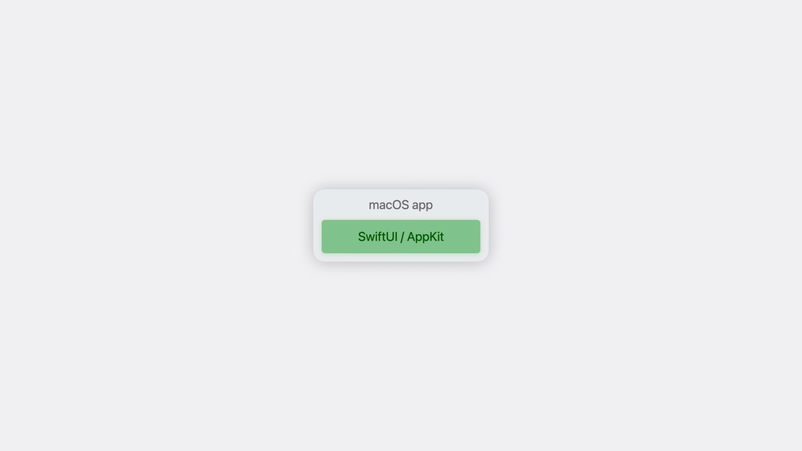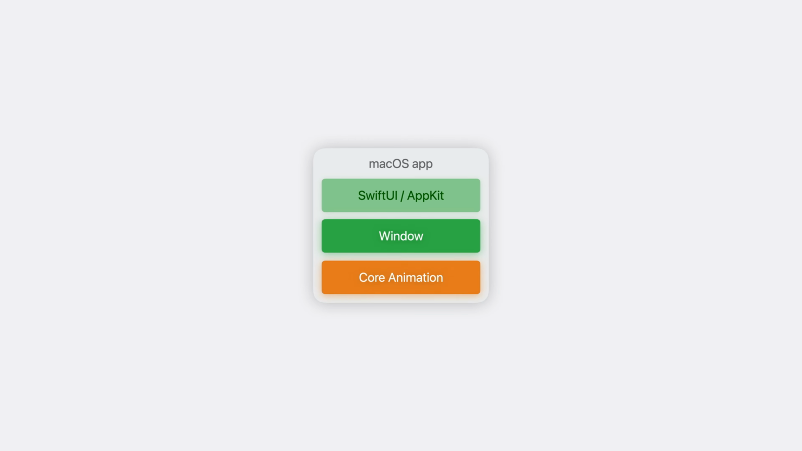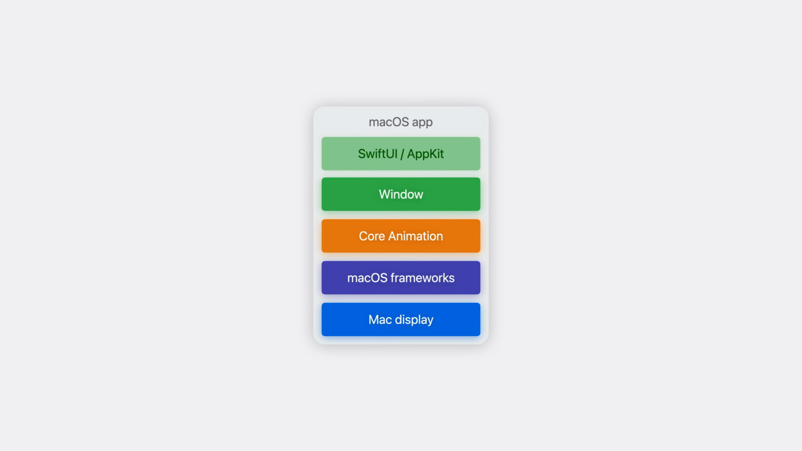A typical Mac app is built with SwiftUI or AppKit. You use either of these frameworks to create and display windows. The system renders your window content with Core Animation. You can adopt a variety of macOS frameworks to implement your app's functionality, and the system displays your content on your Mac display.